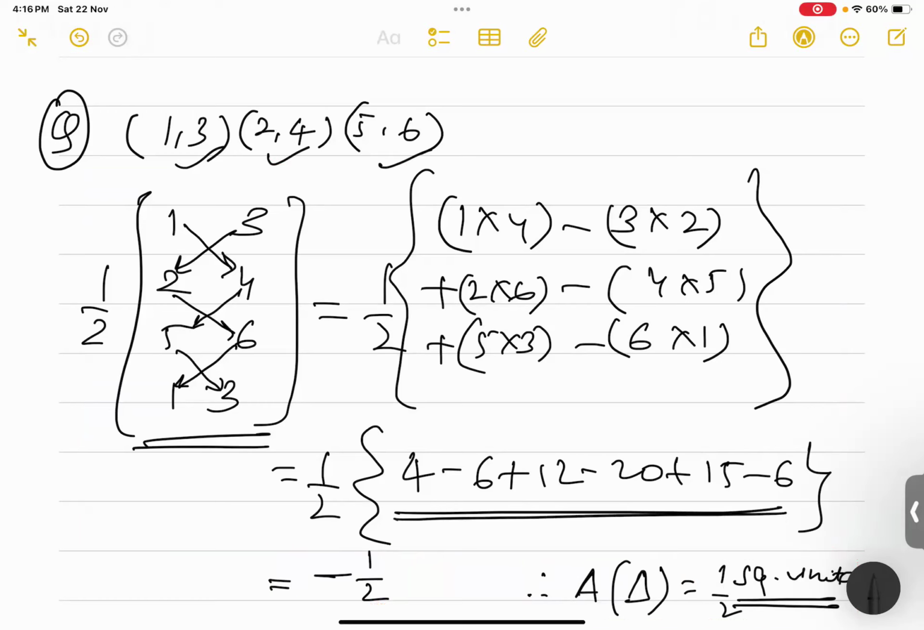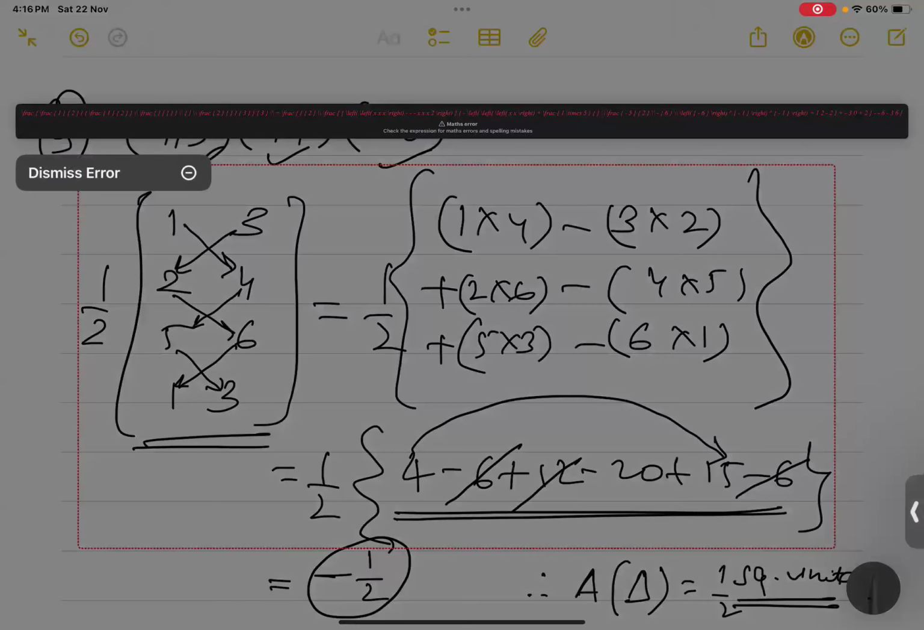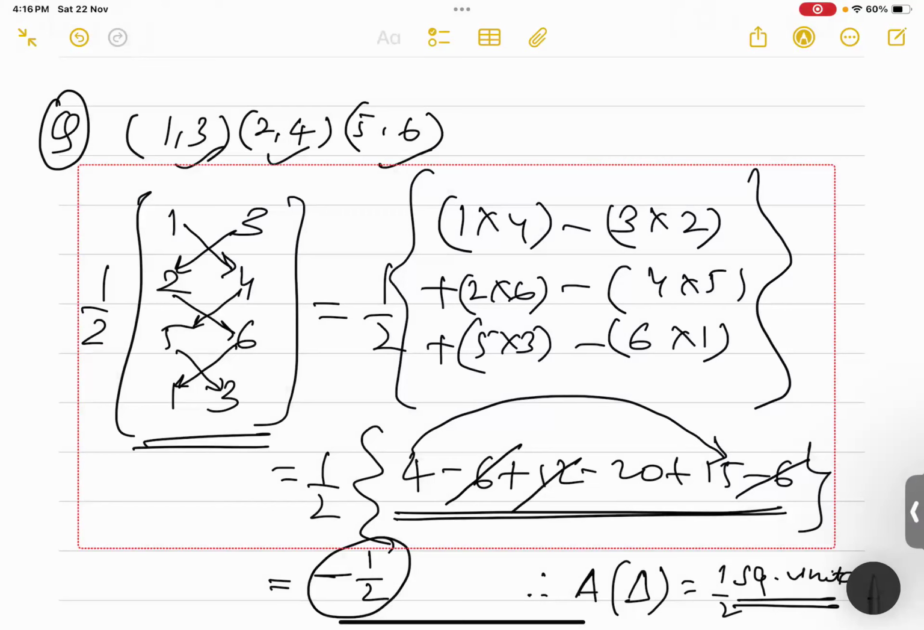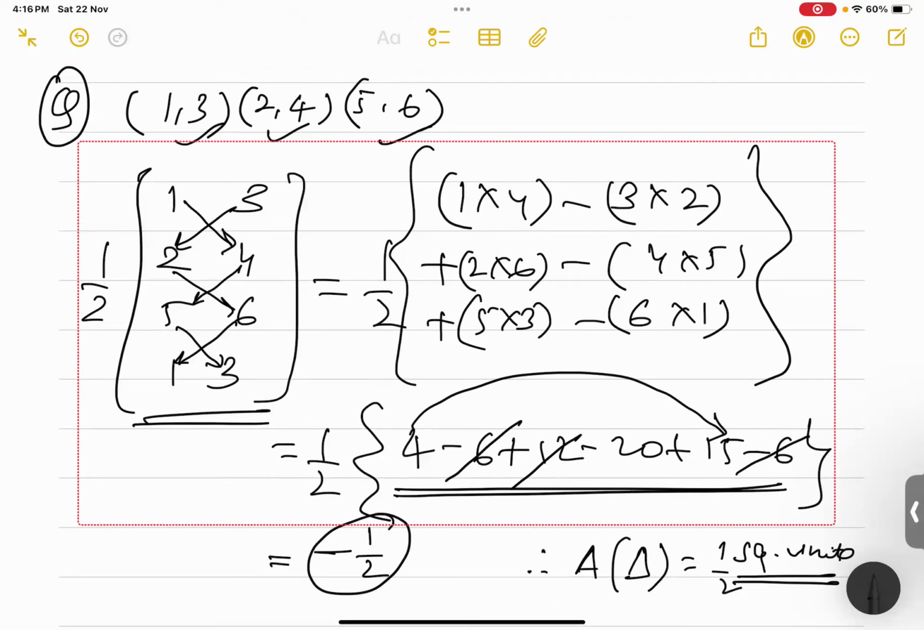Calculation of this will give you 1. Because 12 and minus 12 is gone. 4 plus 15 is 19. 19 minus 20 is minus 1. Minus 1 into half is minus half. We are ignoring the minus sign. Fine. So let's go to question number 15. If you have understood this concept, I'll go to question number 15.